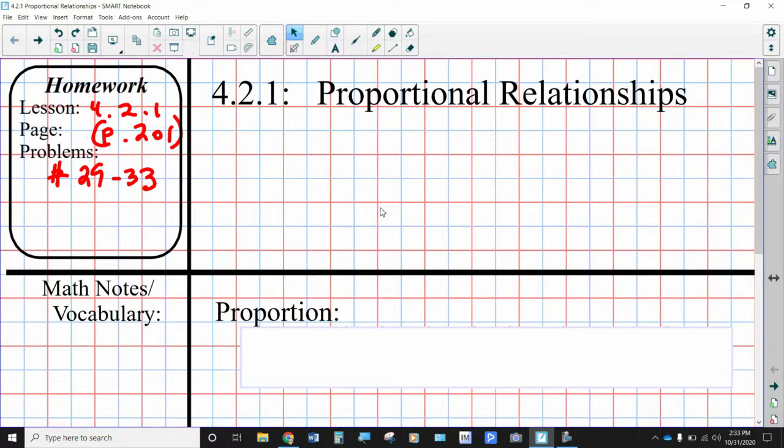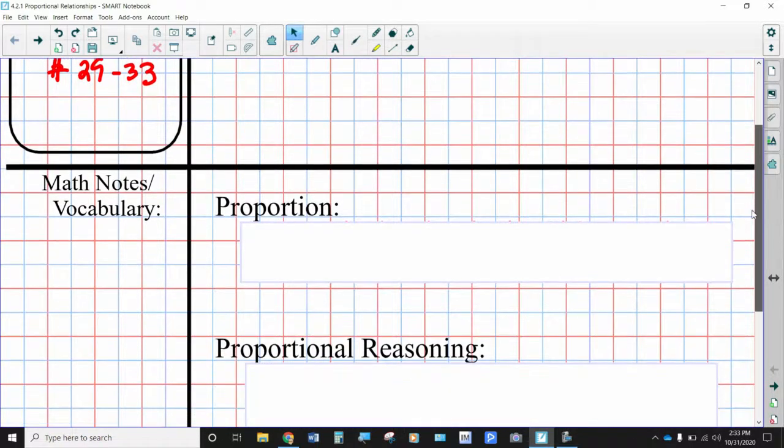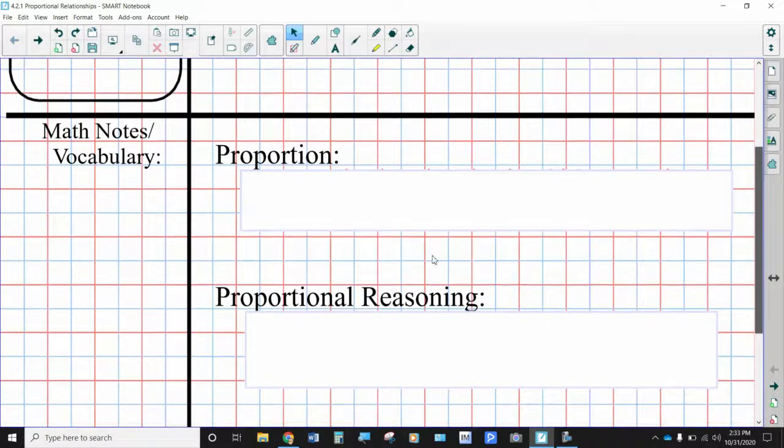So in this lesson, this is meant to introduce this idea of what you will see and how you will recognize when a situation is proportional in nature. So to get us started, let's first make sure that we understand what we mean by a proportion.